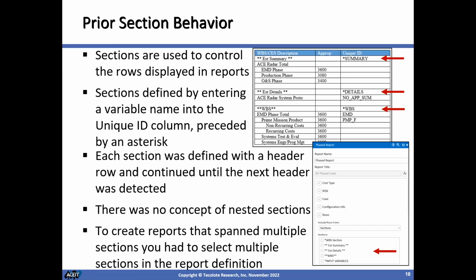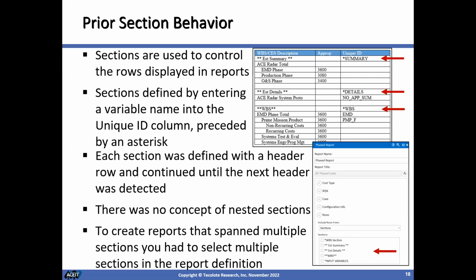If you look at the first image here, the red arrows are pointing to the rows that were considered to be section headers. Each one of these sections was linear, meaning that the section ran from the first row that had the asterisk unique ID all the way down to the next place where it saw an asterisk with a unique ID. With this concept, we could only have linear sections, which means we could not have nested sections.